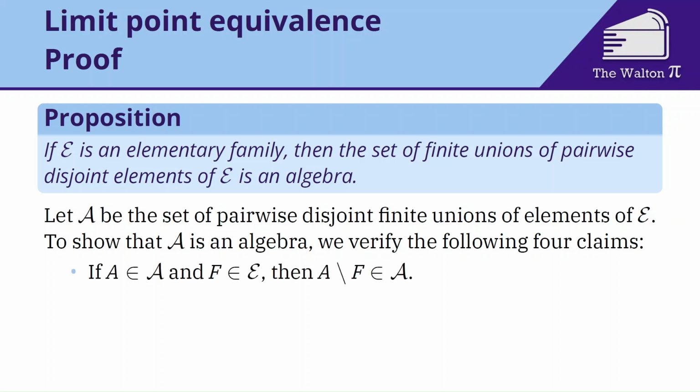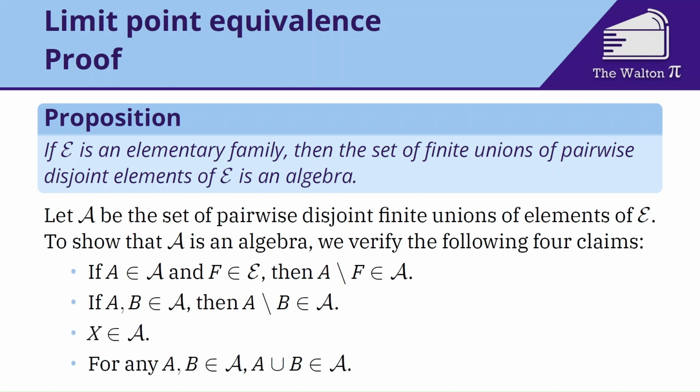First, if A is in our proposed algebra, and F is in our elementary family, then A minus F, or the set difference, is going to be in our collection A. 2, if A and B are in our collection A, then A minus B is going to be in A. 3, the whole set X is going to be an element of A. And 4, for any elements we pick, A and B, their union is also going to be in A. If we verify these 4 claims, these are the 4 properties of algebras that we need, and so these are going to be enough to conclude that it is in fact an algebra.